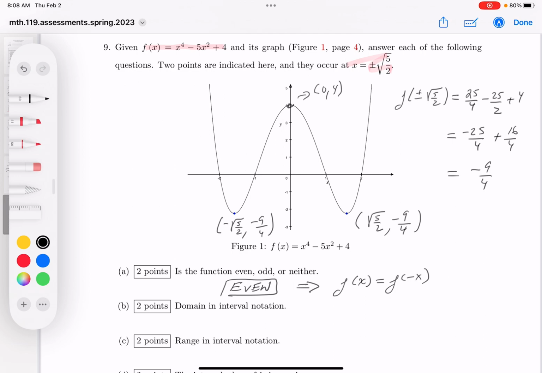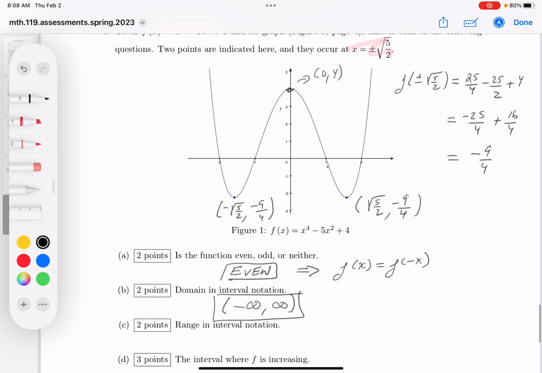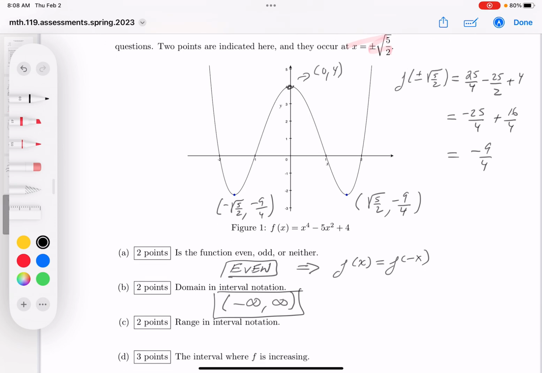What's the domain of this thing over here? Well, there are no even roots and there's no division, so the domain is all real numbers. All right, I put a little box in that. Next thing is range. Range means I need to look at the picture. Again, the range is the output, the y values. It appears the y starts at minus 9/4, certainly touching it, and going off to infinity. All right, put a box in that too. Let's keep moving along.